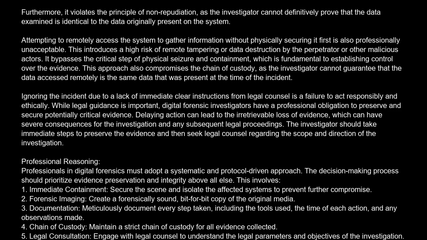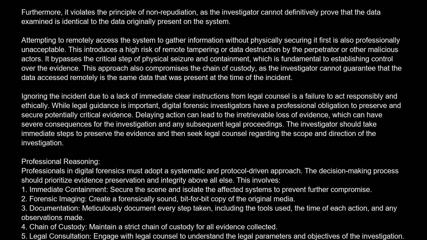It bypasses the critical step of physical seizure and containment, which is fundamental to establishing control over the evidence. This approach also compromises the chain of custody, as the investigator cannot guarantee that the data accessed remotely is the same data that was present at the time of the incident.